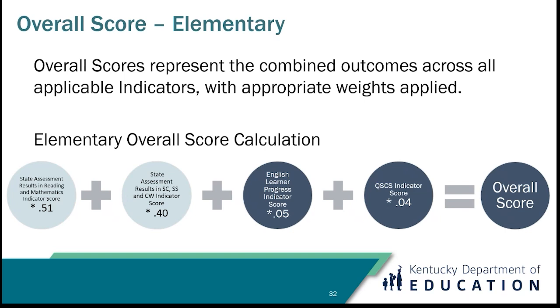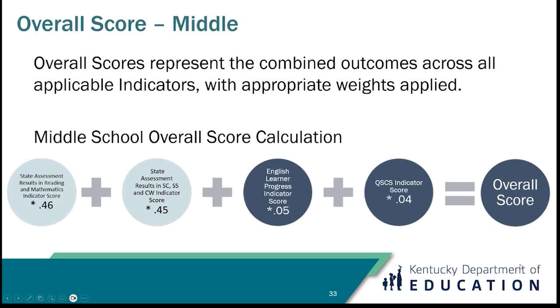To calculate overall score, you will first multiply each indicator score by the appropriate weight, which we took from the table on the previous slide. After you have those weighted scores for each indicator, you add them all together to get the overall score. For the elementary calculation, you will use the weighted indicator scores for reading and mathematics, science, social studies, and combined writing, EL progress, and quality of school climate and safety to determine that overall score.